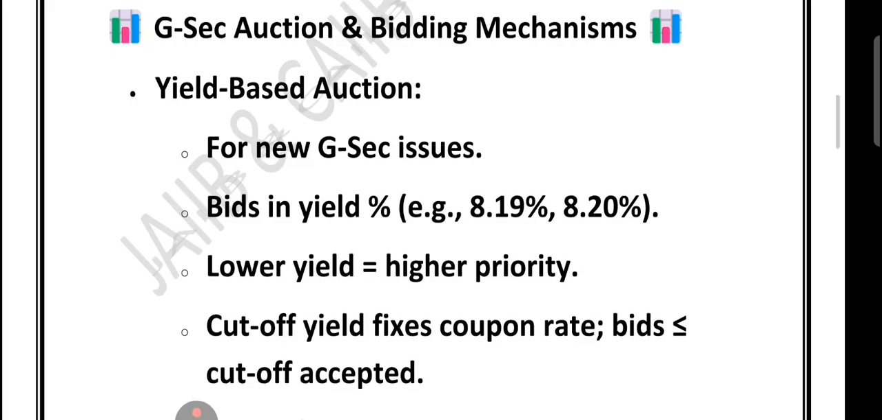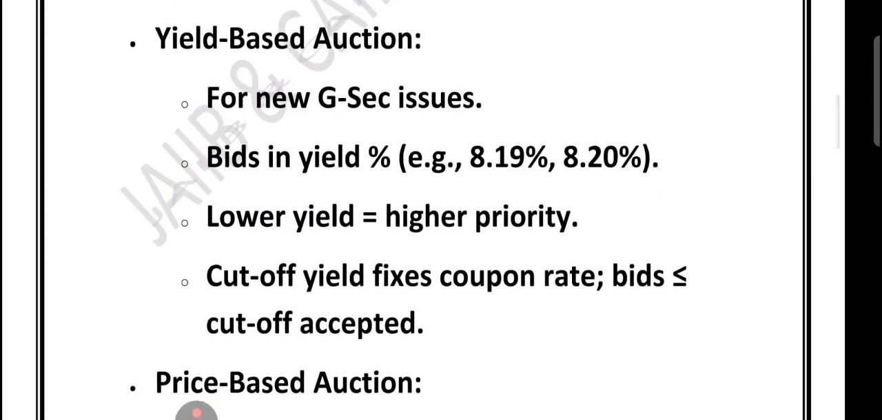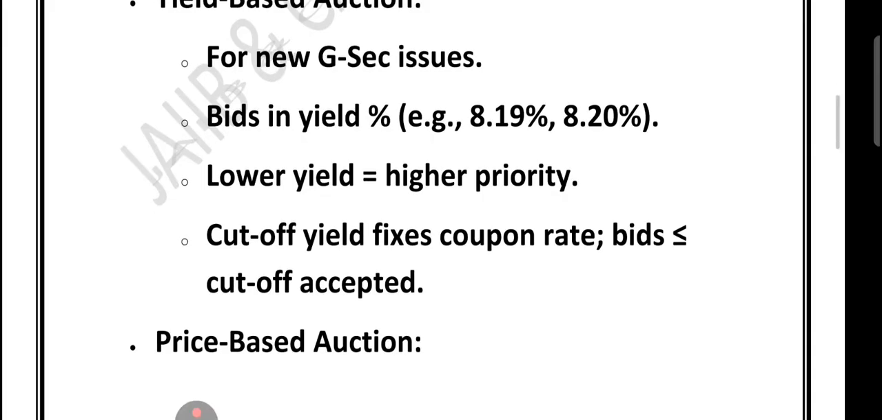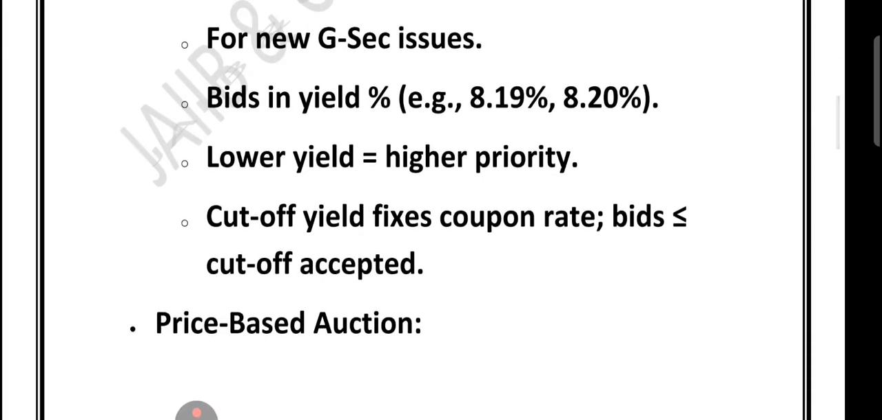So basically there are two main types of auction. Already I told you, yield-based auction and price-based auction. Starting with the yield-based auction, it is used when new government securities are issued for the first time. Here the investor places a bid by quoting the yield. Yes, so what investors do is quote the yield.